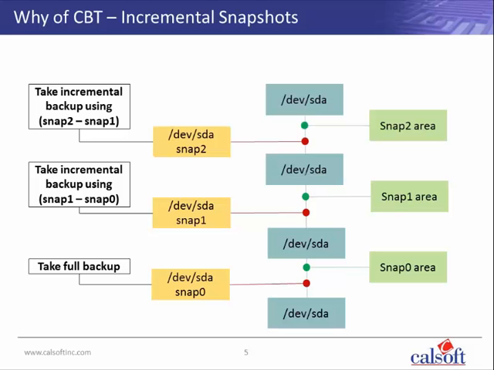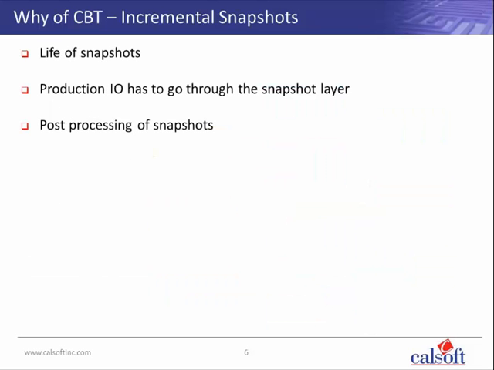Going on, in the next backup cycle, we take another incremental snapshot of the device, and this cycle is repeated every time a backup needs to be taken. There are some fundamental points that can be noticed here. One, the snapshots have to exist not just for the period of backup, but for over 2 backup cycles. It may even require to exist for more than 2 backup cycles.